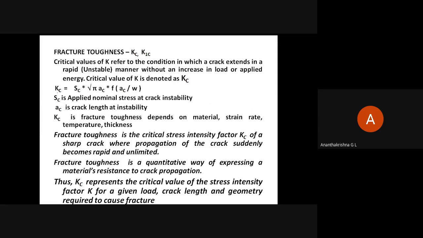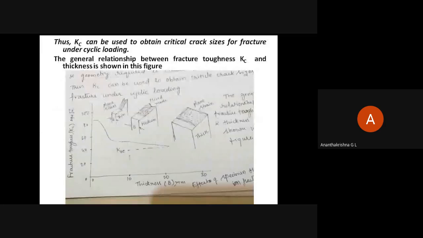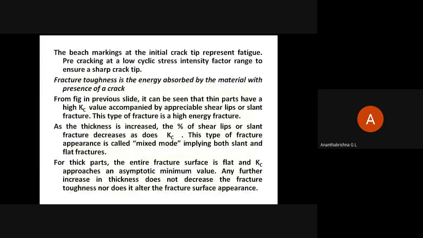So that is essentially a measure given by the critical stress intensity factor Kc, which is given by Sc root pi into ac. And then fracture toughness is a quantitative way of expressing a material's resistance to crack propagation. So it is essentially related to crack propagation. Next, we learned about the influence of thickness on crack growth, stress intensity factor and fracture toughness.